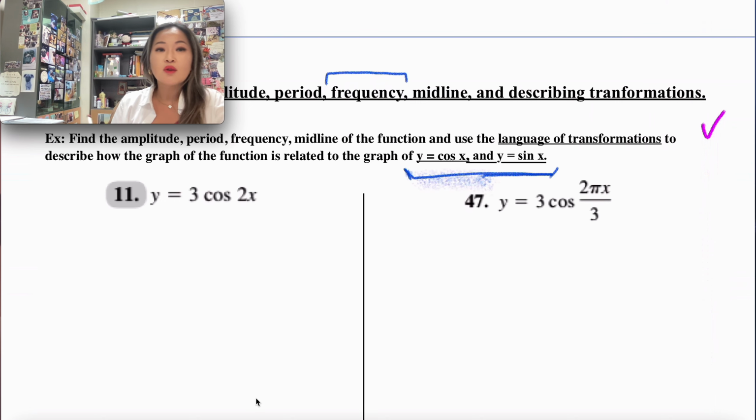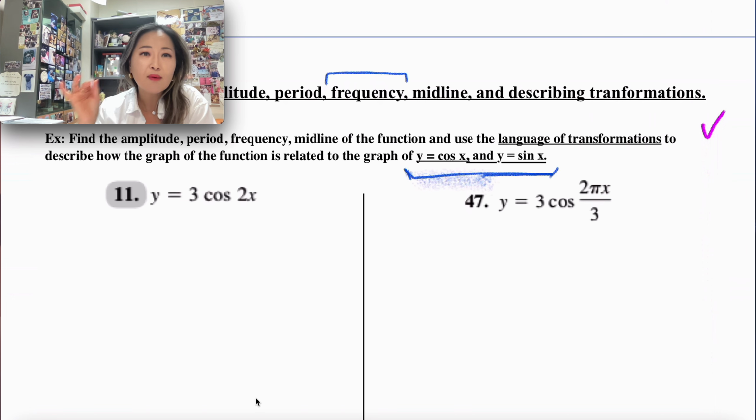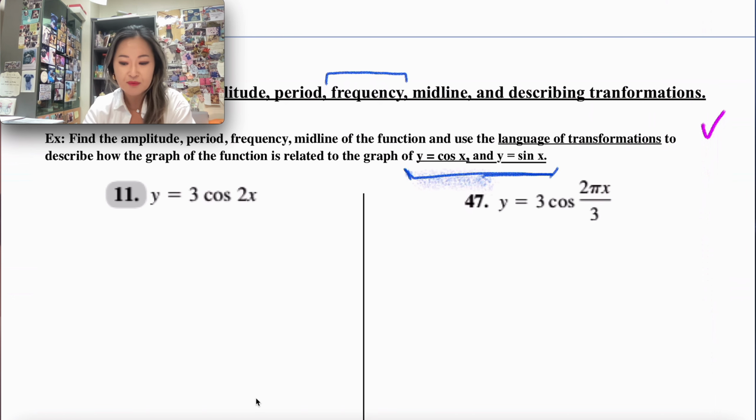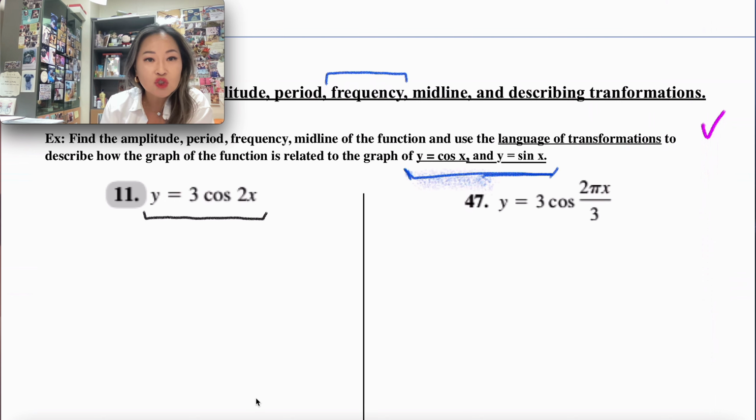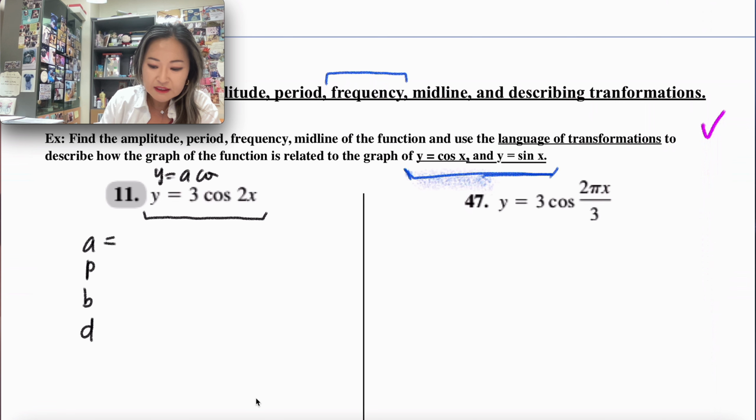All right, so let's look at number 11. Remember all the different parts of peanut butter, duh, right? Remember that. If you don't want to do it that way, it's okay with me too. I'm not offended. Now, we have y equals 3 cosine 2x. Let's identify all the parts. We're just identifying. Peanut butter, duh, so it's going to be y equals a cosine bx, right? So a, the amplitude, is 3.